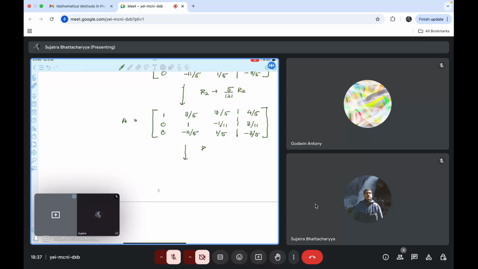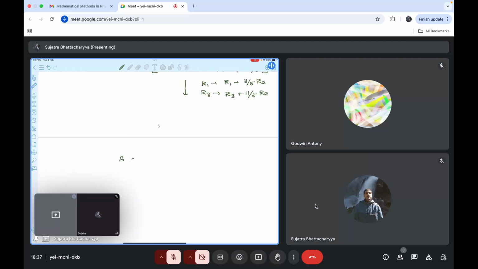Next, R1 will now be R1 minus 3 by 5 R2, and R3 will now be R3 plus 11 by 5 R2. So based on that, let's write the new matrix. It will be 1 0 0, then 0 1 0. What about here? This will be 74 by 55. This is minus 1 by 11. This is 0, this is 0. What about the augmented part? 7 by 11, this is 3 by 11, and again, here comes out to be 0.